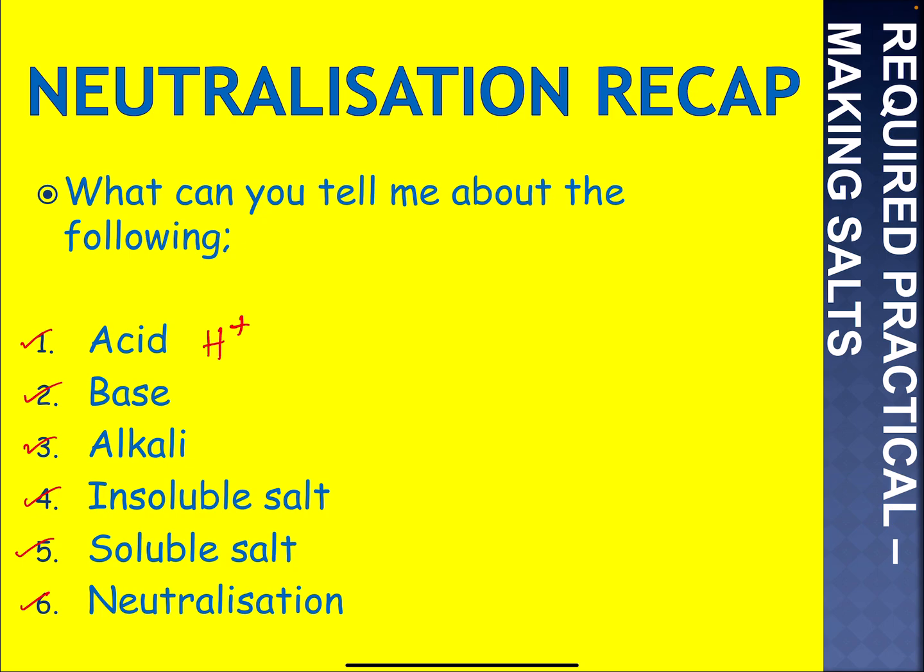An insoluble salt is a salt made during a chemical reaction, and the salt is insoluble. It's normally in the form of a precipitate, and you simply filter it off, and then you can dry it. A soluble salt is a salt made during neutralisation, where you need to evaporate half the volume of water and let crystals appear. And the neutralisation is a reaction between an acid and an alkali to produce a salt and water. Or base.